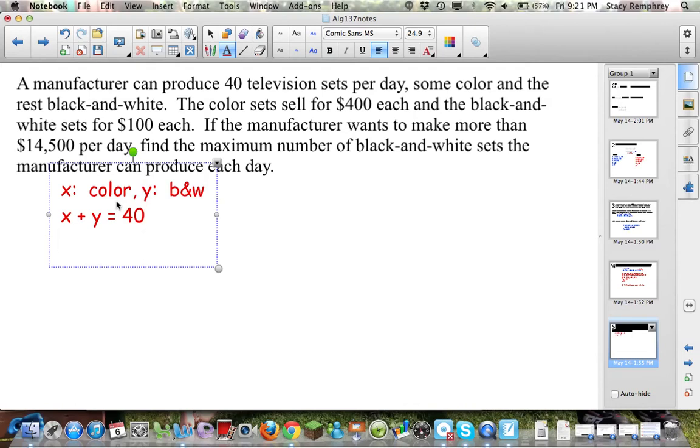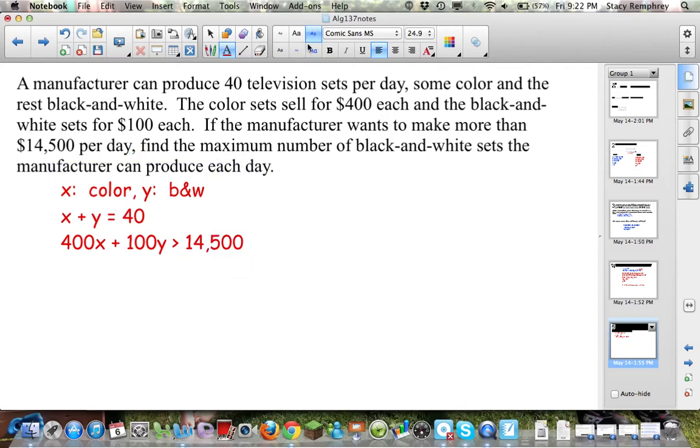Now to get the total, I see that color sets sell for 400 each, and black and white sell for 100 each. If the manufacturer wants to make more than 14,500 a day, find the maximum number of black and white. So I'm going to take 400, multiply that by X. That'll give me the amount of money that I get for selling color. 100 times Y will give me how much money I make for all the black and whites. And when I add them together, that's my total money. I want to make more than 14,500.